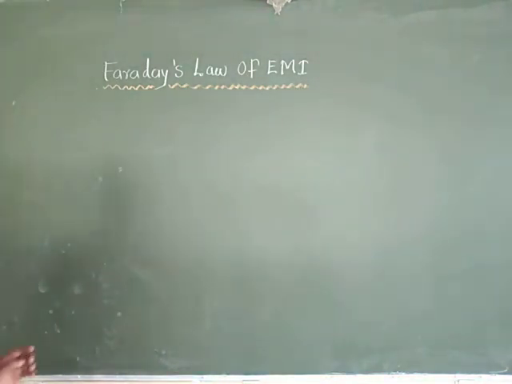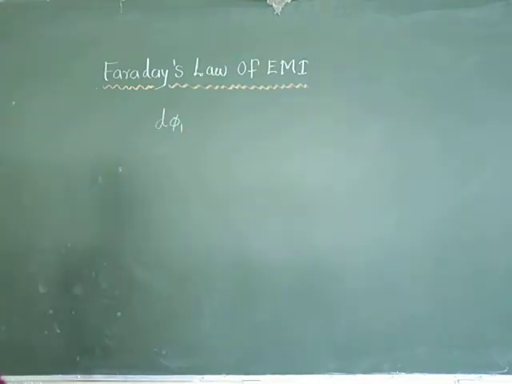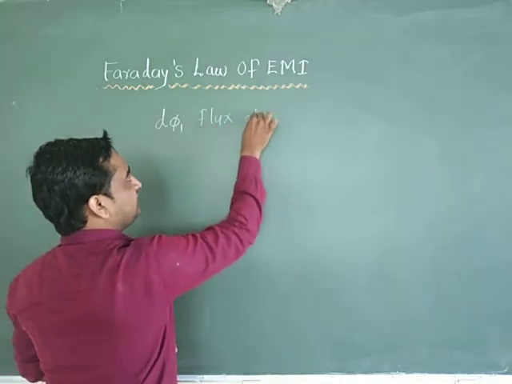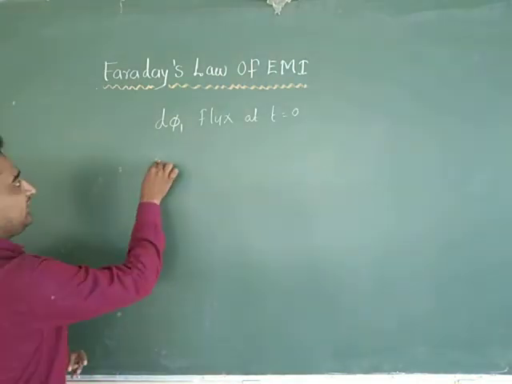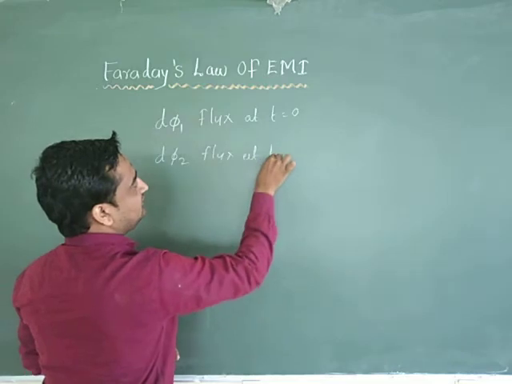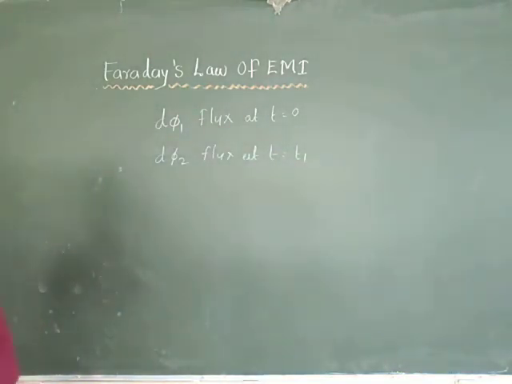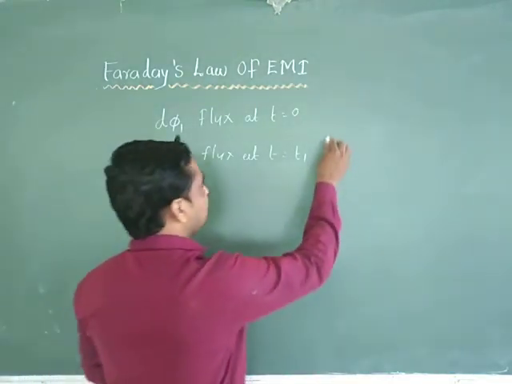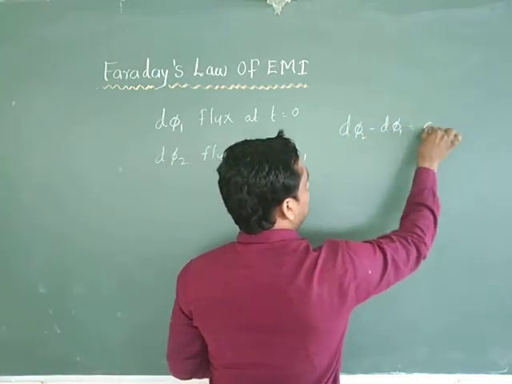Right? So for example here, dφ1 is the flux at time t equal to 0. Again, dφ2 is the magnetic flux at time t equal to t1, at some other instant of time. Now, what is the change in the magnetic flux here? The change in the magnetic flux is dφ2 minus dφ1.